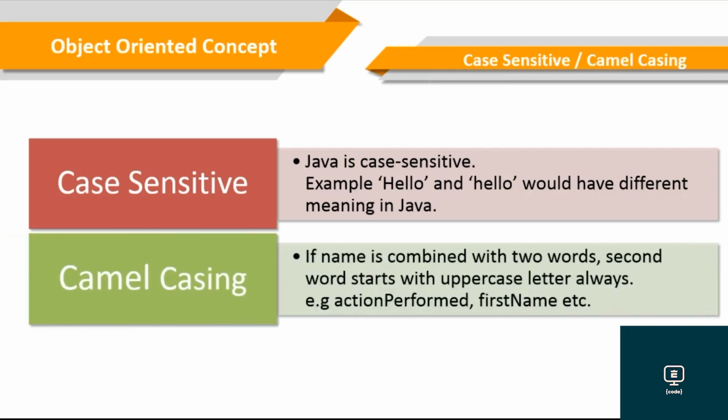Camel casing is a naming convention in which the first letter of the second word in a compound word is capitalized. So if you have a name that is combined from two words, the second word will always start with an uppercase letter. For example, actionPerformed, firstName, etc.